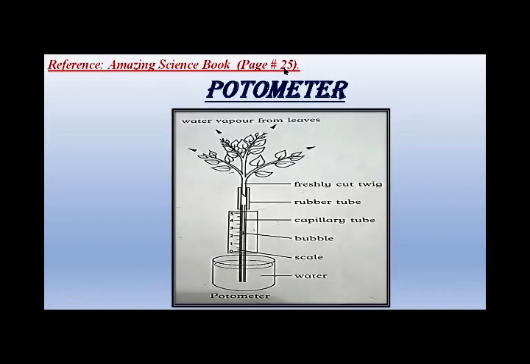What is a photometer? Another name for the photometer is a transpirometer. It is a device used for measuring the rate of water uptake of a leafy shoot, which is almost equal to the water lost through transpiration. I repeat, another name for the photometer is transpirometer. It is a device used for measuring the rate of water uptake of a leafy shoot, which is almost equal to the water loss through transpiration.